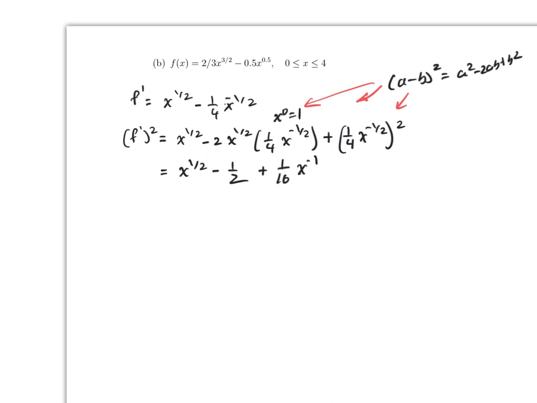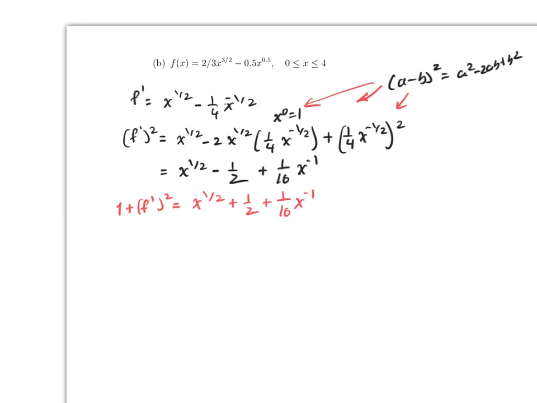Now, remember you need to add 1 to this, so 1 plus f prime squared will give you the exact same thing as this. The only thing that will change is this. So minus 1/2 plus 1, it will give you 1/2. So you will end up with x to the 1/2 plus 1/2 plus 1/16 x to the minus 1.